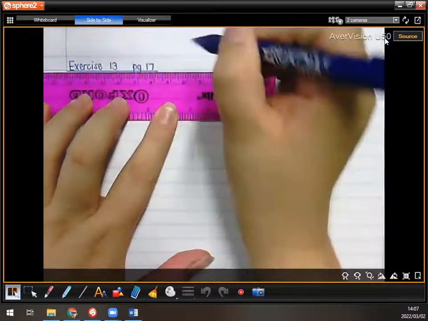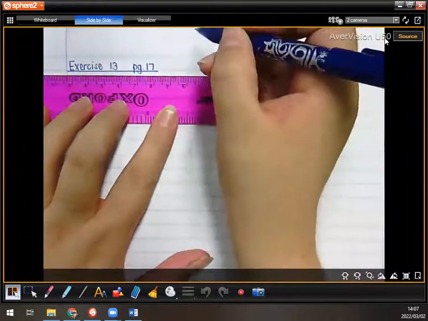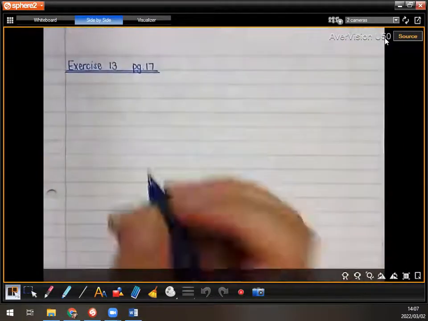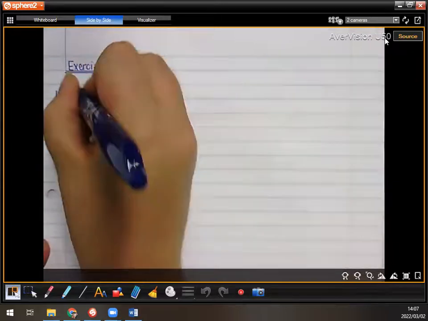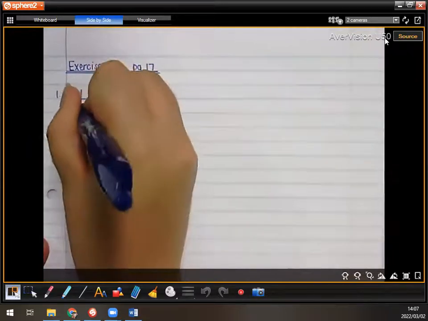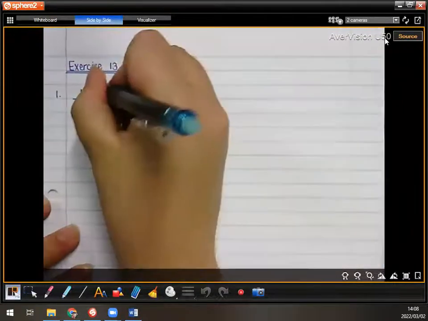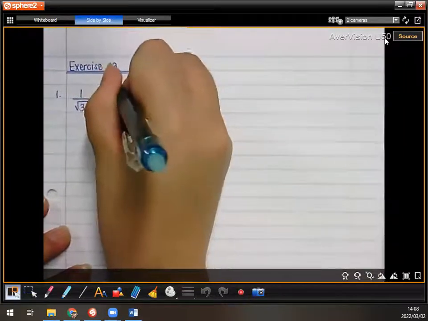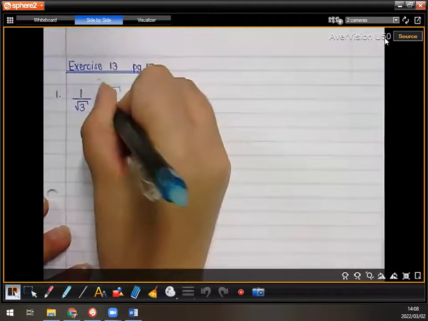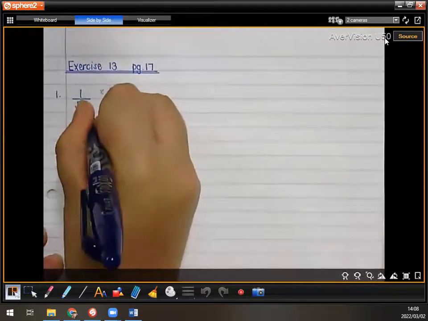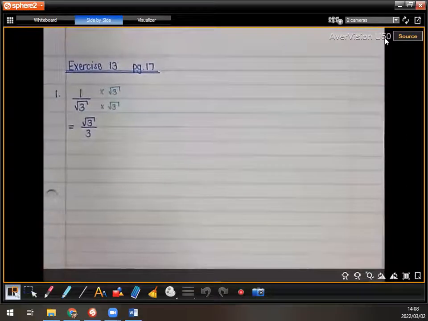So you have to rationalize all of these denominators. The first six just had one term in the denominator. So for the first one, it was 1 over root 3, and you have to multiply the top and the bottom by root 3. So that answer is root 3 over 3, yes? There we go, root 3 over 3. Okay, that is number 1.